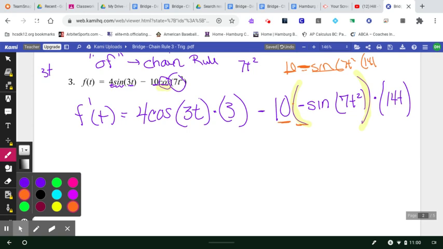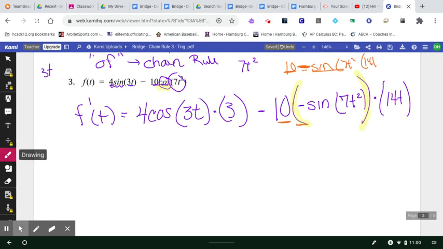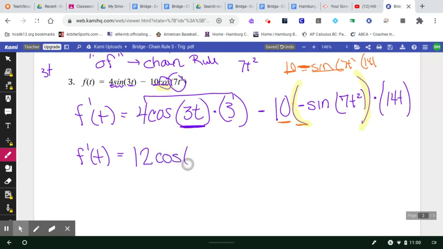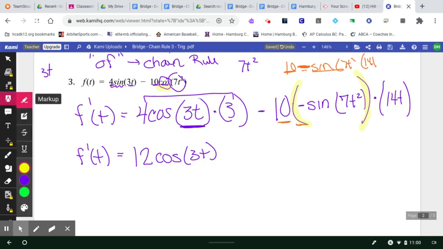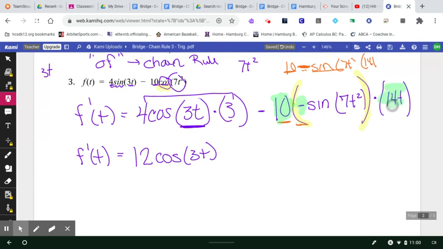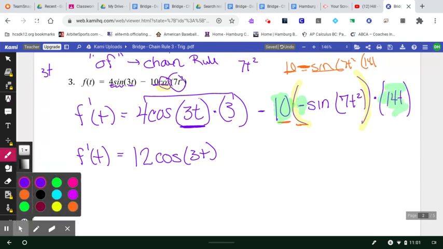All right, so now we'll just work on the cleanup part. So f prime of t, what can get multiplied together? Remember, nothing goes into the of part, so just these outside terms. So I'm going to say that's 12 cosine of 3t. Now I'm going to check out my outside terms. Technically outside here, I have a 10, I have a -1, and I have a 14t. So I'm going to pull that out as a negative. These two negatives are going to make a positive. 10 times 14 is 140t. And then the sine of 7t squared.